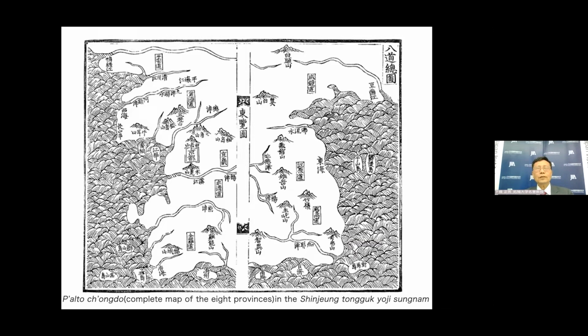Well, in the afterword of Shinjin Dongguk Yoji Sungnam, it reads that the comprehensive map in the beginning of the book is a record of sacred peaks, famous mountains, and large rivers. In other words, what is indicated in Palto Cheongdo is the locations in the ritual codes, where state rituals took place. And the East Sea there indicates the location of the Donghae Shrine. And in the text of Shinjin Dongguk Yoji Sungnam, it says that location is Yangyang in the Gangwon province.